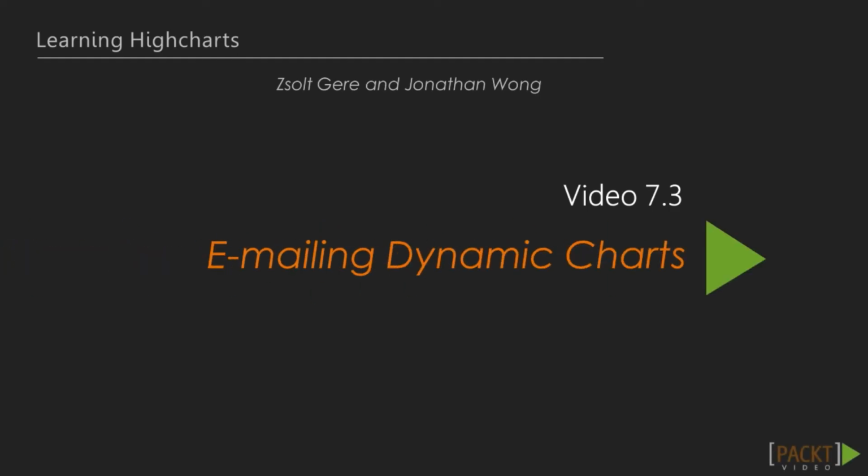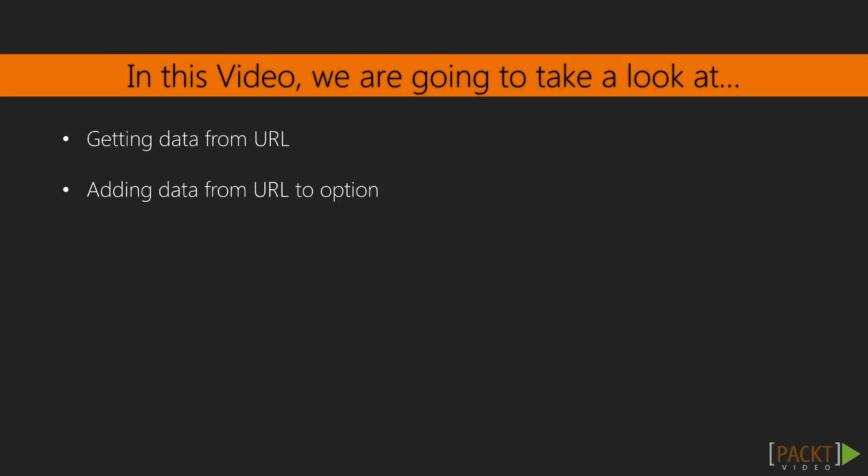Hello, this is the Emailing Dynamic Charts video. In this video, we learned how to send an exported chart image as an email attachment. In this video, we are going to take a look at how we can send charts with dynamic URL parameters. If we want to read URL parameters in our HTML, we need to set up a JavaScript function first. Next, we will adjust our code to change the title of the chart.